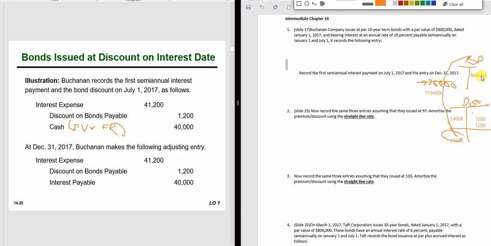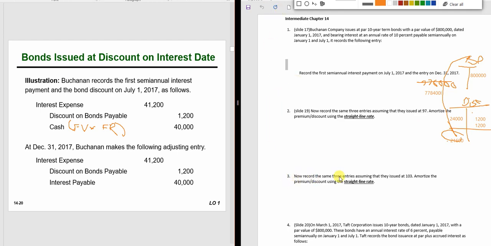So my discount is 2,400 minus 1,200 minus 1,200, or 21,600, and my new carrying value is 800,000 minus 21,600, which is 778,400. Notice I'm going up, and this is getting smaller and smaller by 1,200. In the end, my carrying value will be 800,000 because the discount will be wiped out to zero over 20 periods. Another way to think of it is my carrying value moves toward face by $1,200 every time. That's important to remember.